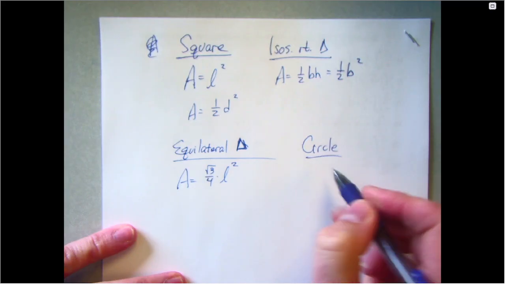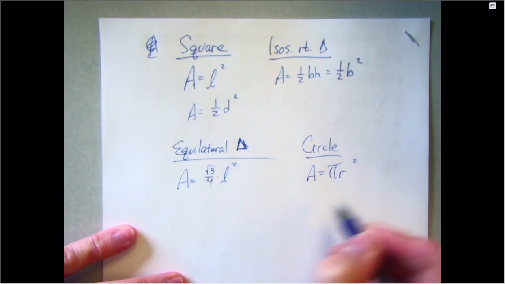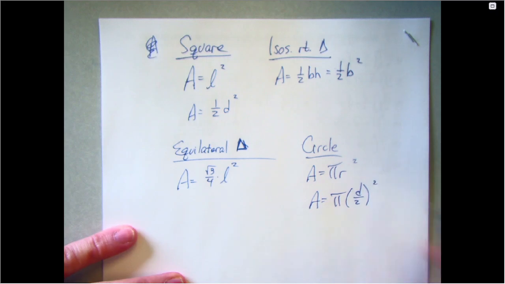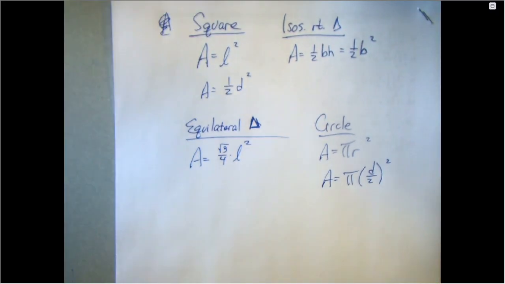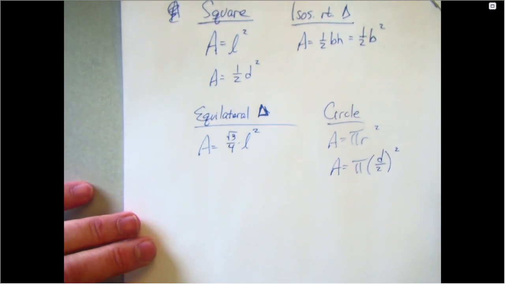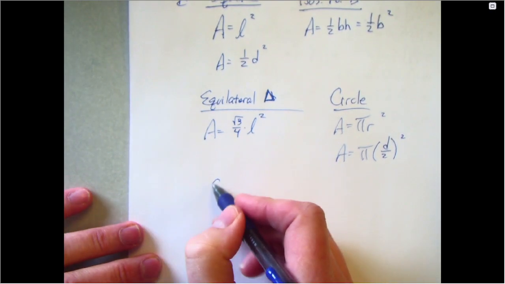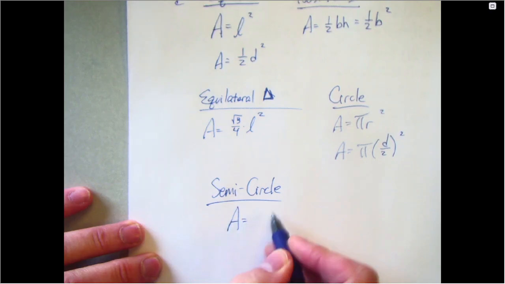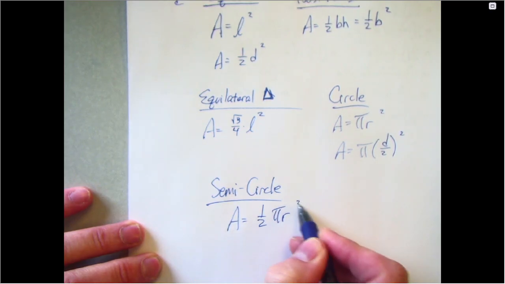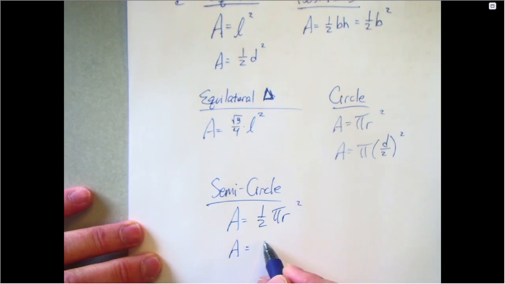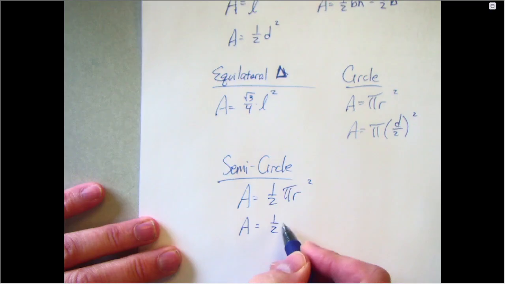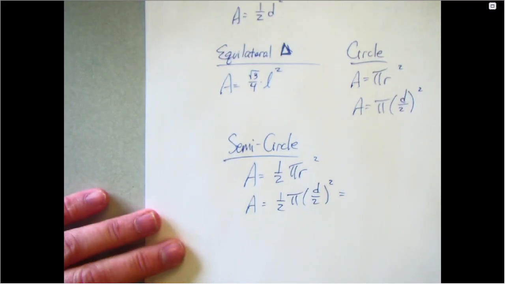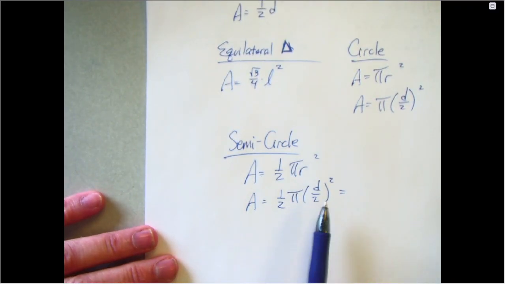Circle: pi r squared, or pi times the diameter over 2 squared, right? A little more comfortable with that one. And then semicircle. So 1/2 pi r squared. Or, and this is the one I really want to show you, 1/2 times pi times d over 2 squared. Those are the same thing, right? Because I'm just putting d over 2 in place of r.